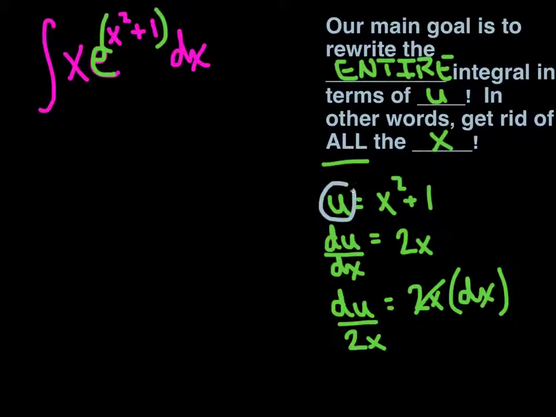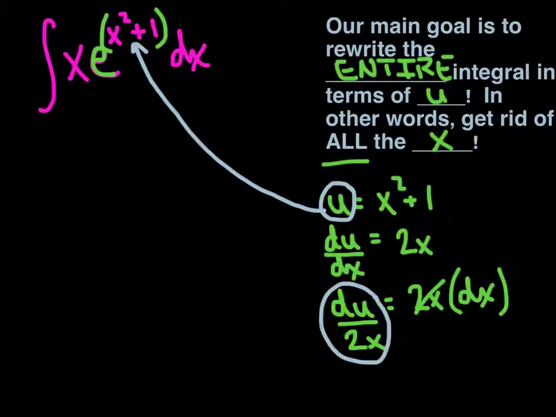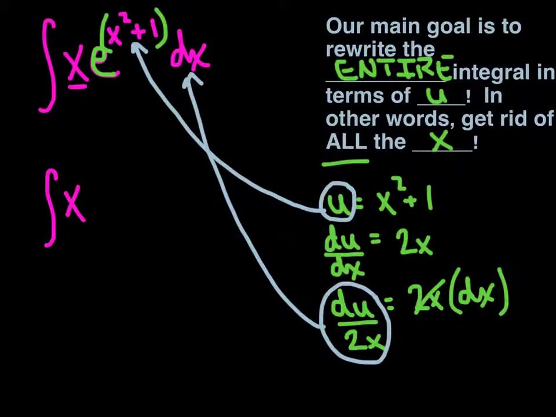I'm going to substitute the u in for the exponent right there, and then I'm going to substitute the du over 2x in for the dx. And here's what it would look like now. That first term is still an x. We now have e raised to the u, and we have a du divided by 2x. And here's the most exciting part. These x's are going to cancel out. And now we have successfully gotten rid of all of the x's, and we have rewritten the entire integral in terms of u, which was our one big goal.